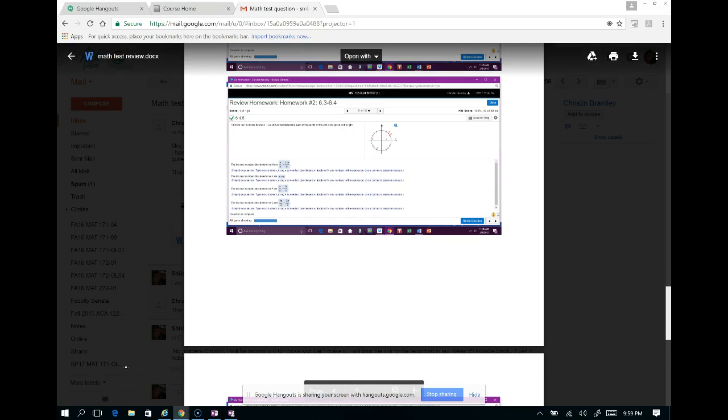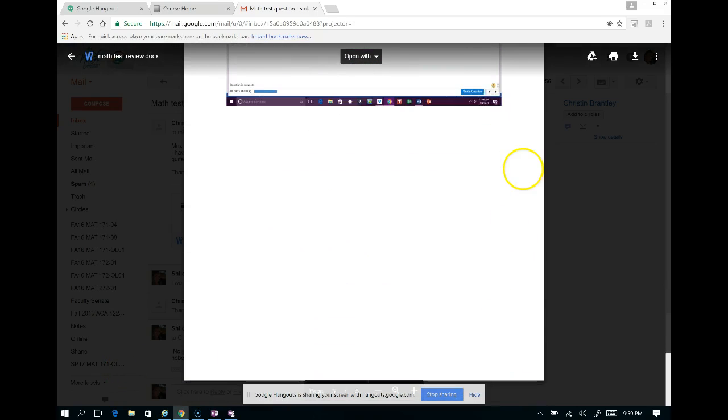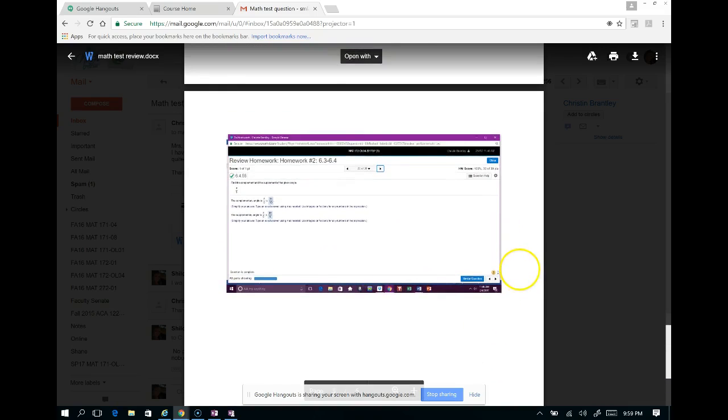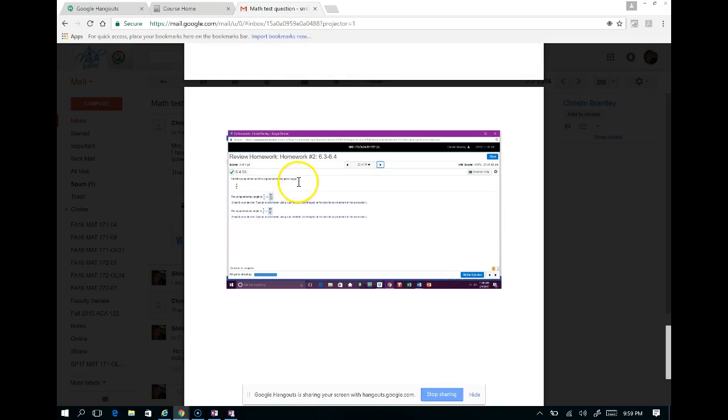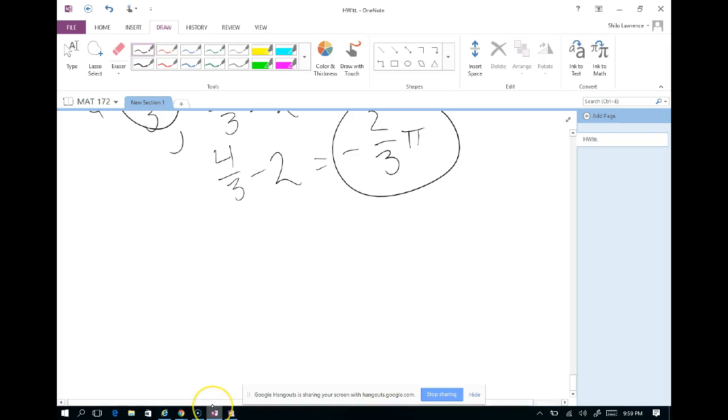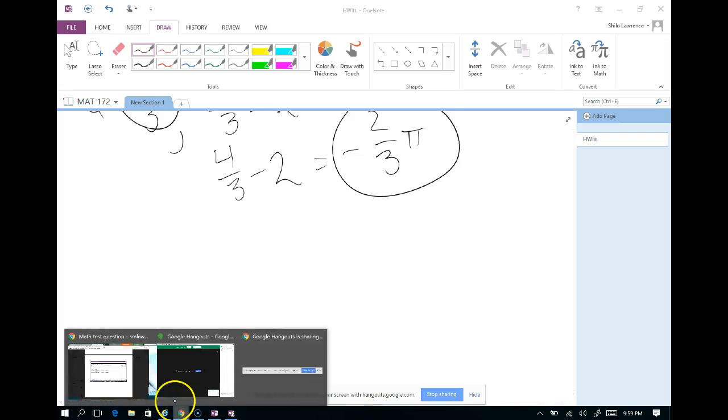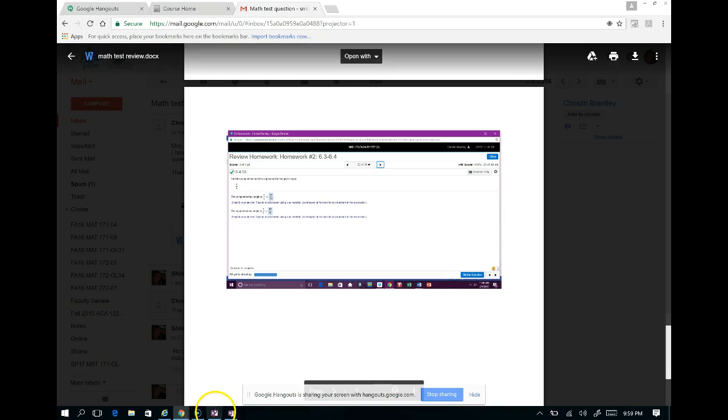All right, so that was number 20. And I've got just one more here that I was asked about. It says find the complement and the supplement of the given angle, pi over 5. Complement and supplement for pi over 5. And that was 22.